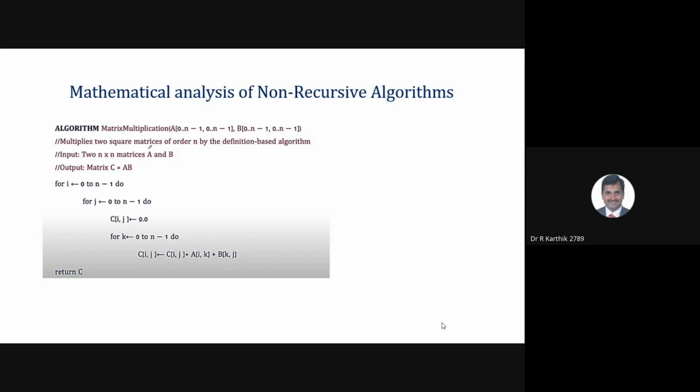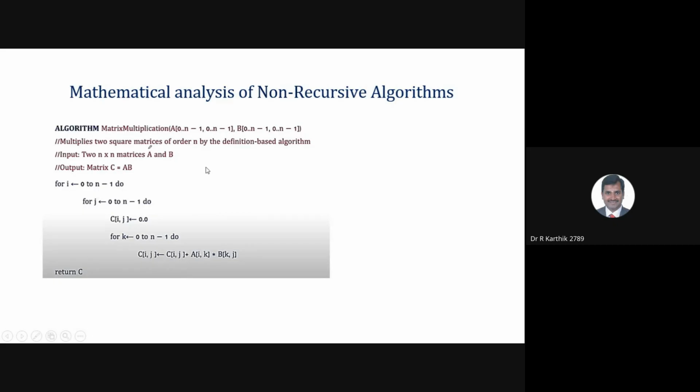The input is given as two matrices of size n cross n. For that, we have to create two arrays, one for matrix A and another for matrix B. For both matrices, the array index starts from 0 to n minus 1. Look at the first line. We start the algorithm with a capital letter, followed by the function name, whatever you want you can write. For this example, it is written as MatrixMultiplication of A[0 to n minus 1], comma, again 0 to n minus 1.